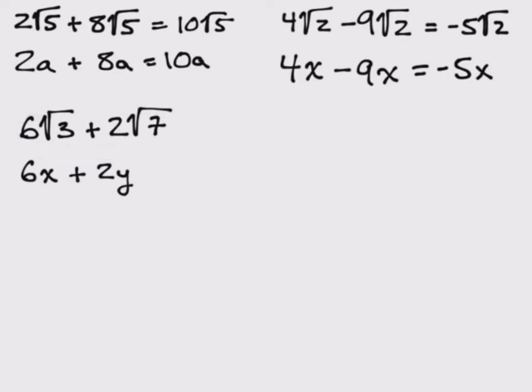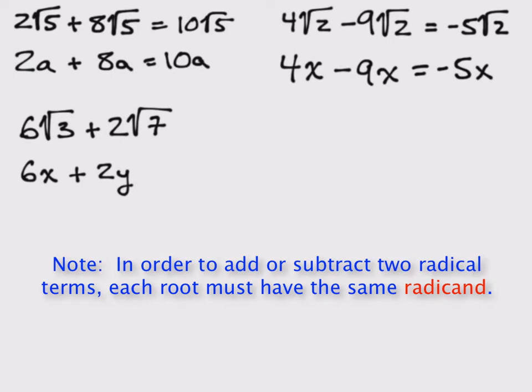So let's make a quick note. In order to add or subtract two radical terms, each root must have the same radicand. The thing inside of the root has to be the same. All right, let's try another.